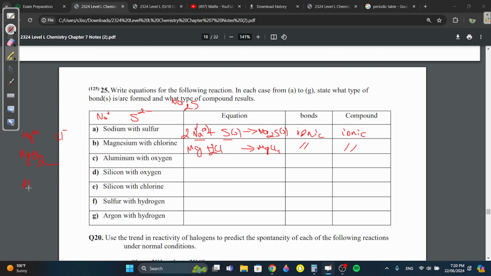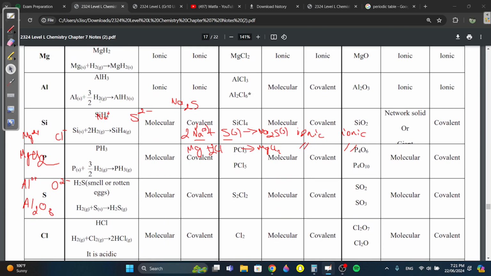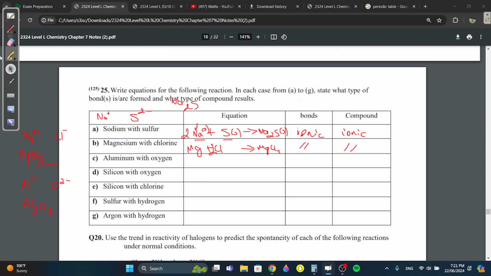Aluminium with oxygen. So Al3 plus and O2 minus. You're going to get Al2O3. That's the one that was over here, right? So that means aluminium plus oxygen, O2, to produce Al2O3. Let's balance it. Here you have 3, here you have 2, so you have to multiply this by 2 and this by 3. So now it's 6, 6, but this is 4 here, so this is 4. Bonds: this is metal, non-metal, so ionic.